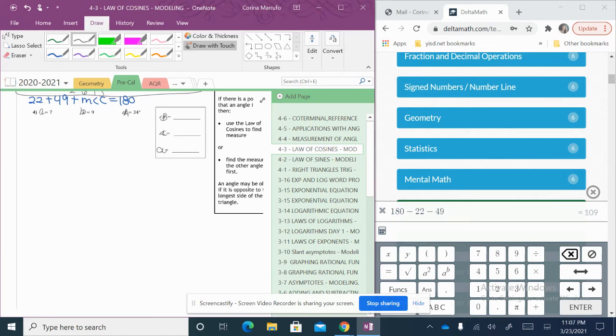Okay, that way we don't get anything mixed up, but you will see this on your Delta Math. They're going to change up the letters on you, so that's why I wanted you guys to practice it first.